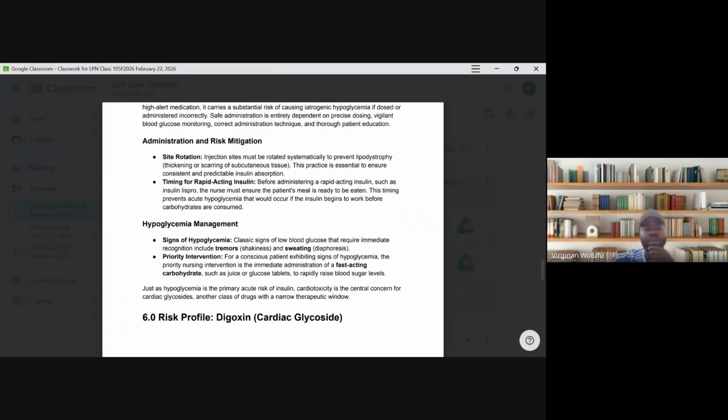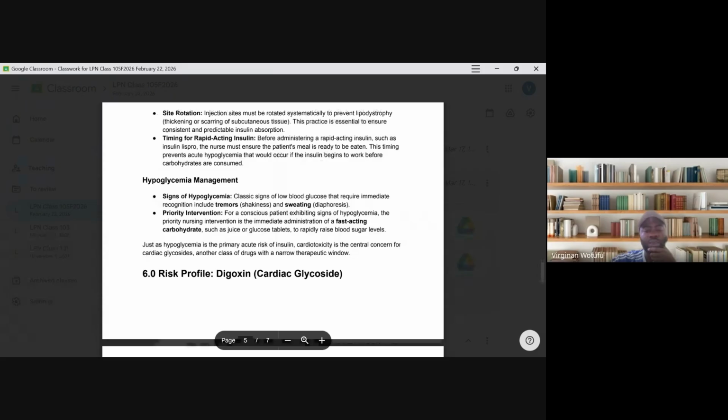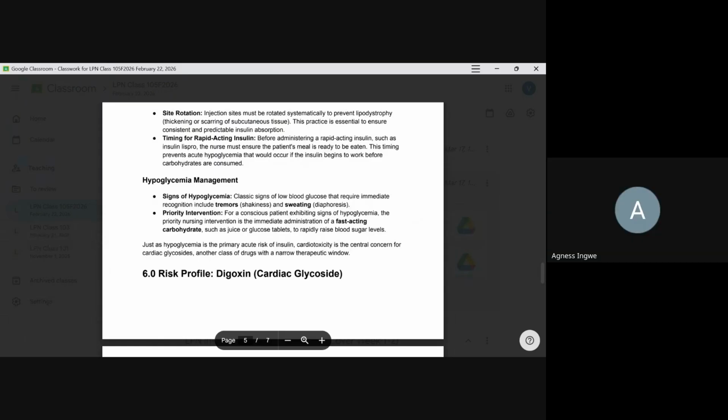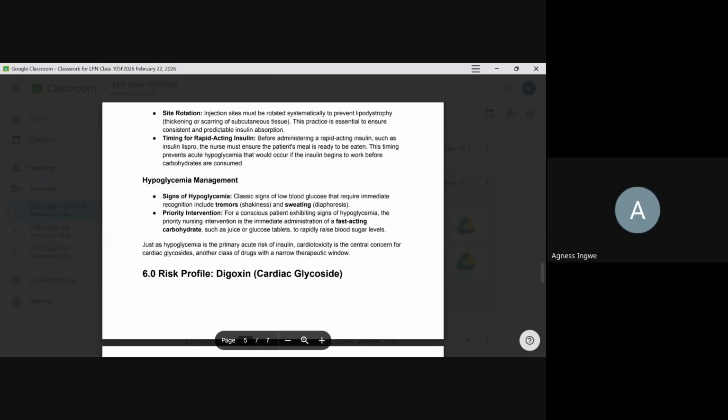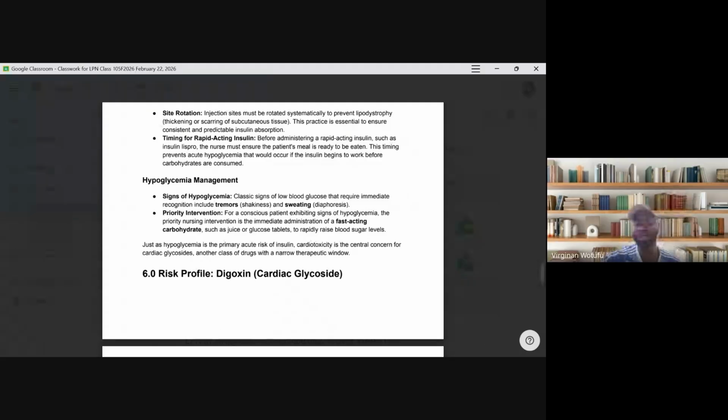So after looking at insulin, now we take a look at the cardiac glycoside digoxin. I think we made mention of it in our previous slide, right? The cardiac glycoside digoxin is used to treat myocardial contractility in conditions like heart failure, right? And it has a very narrow therapeutic window of 0.6 to 1.2. So you can imagine how narrow that window is to make a mistake.